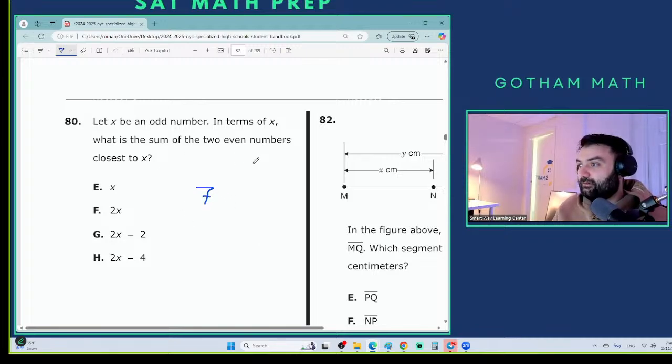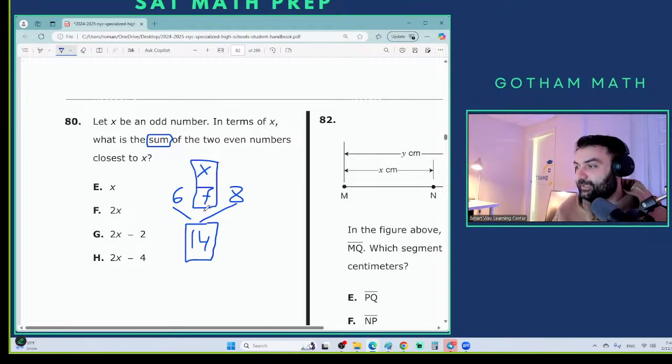Now the closest even numbers to the 7, so this is our x, are 6 and 8, right? Now, if we add them, because they say the sum, we will get 14. In terms of x, which is 7, 14 will be what? Twice that, right? Twice the 7. So it means it's going to be 2x. The answer is F. Moving on.